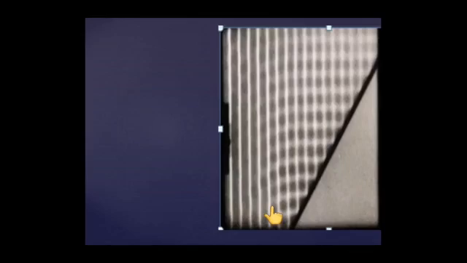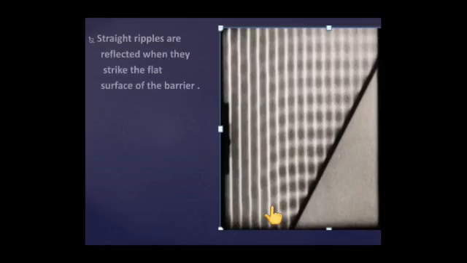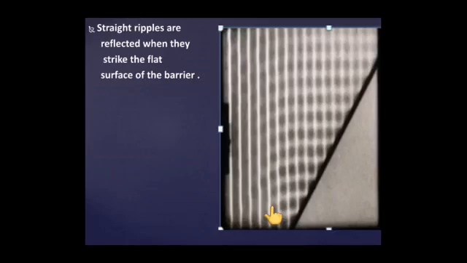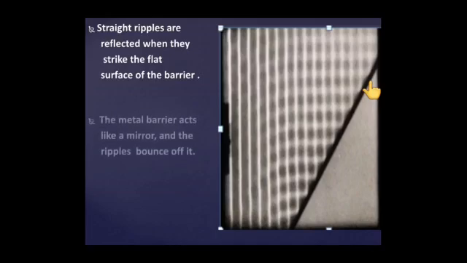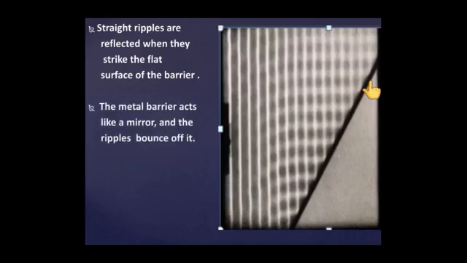These straight lines are the straight ripples. When these straight lines strike a flat surface or a barrier, they get reflected. Here you can see an inclined line, and this indicates the barrier or reflector which was already kept in the ripple tank. The metal barrier here acts like a mirror and the ripples bounce off it.